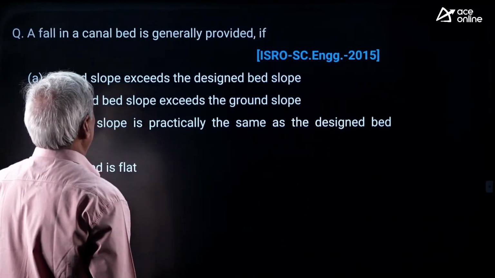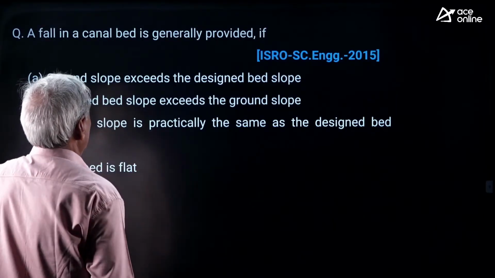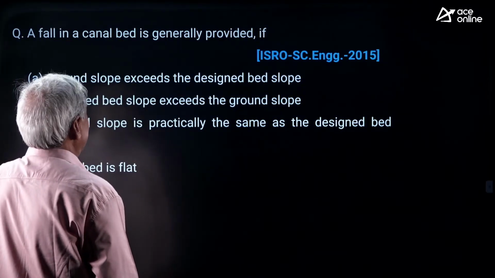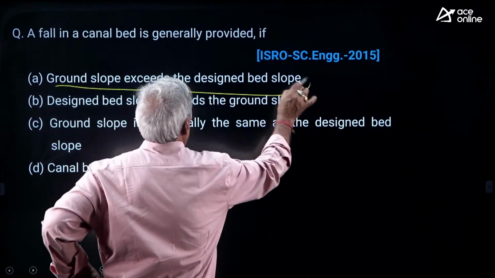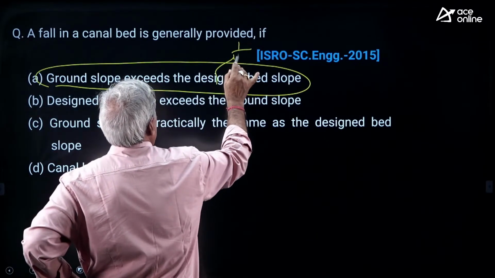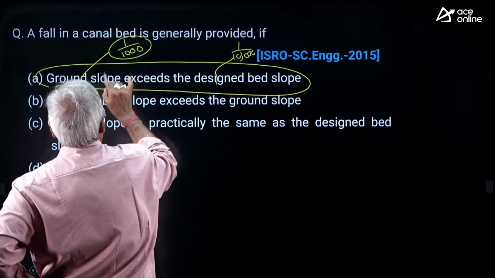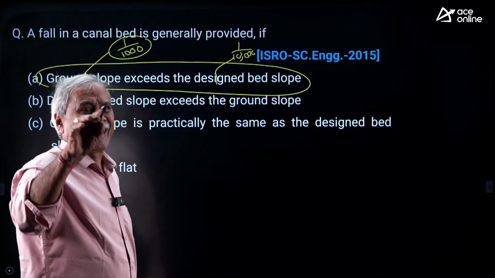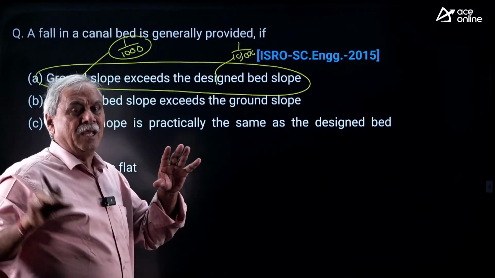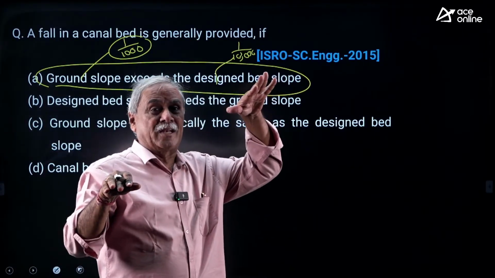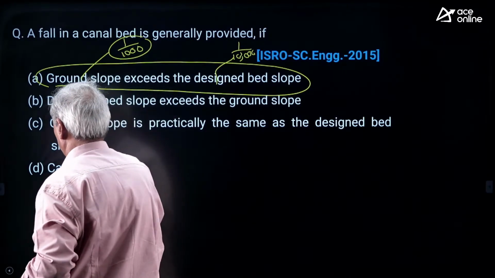A fall in the canal bed is generally provided when the ground slope exceeds the design bed slope. Design bed slope is exceeded when the ground slope exceeds the design bed slope. Design bed slope 1 in 10,000, 1 in 8,000. Existing ground slope 1 in 1,000. Here the ground is steeper. Required bed slope is flatter. I should make the water go to a lower elevation. How to bring the water in a canal from higher elevation to lower elevation? By permitting the water to flow through a canal fall. So option A is the right option.